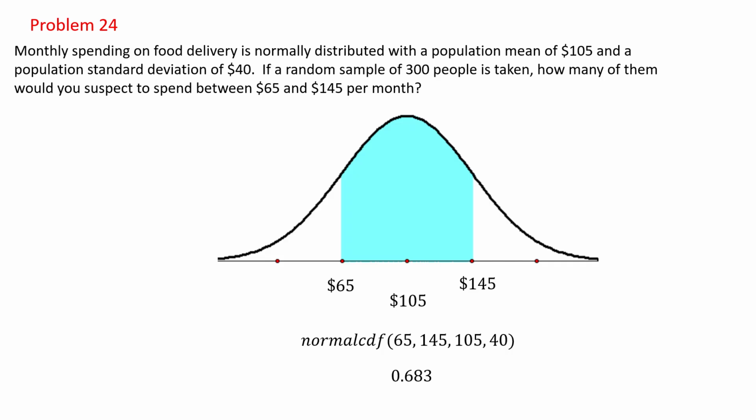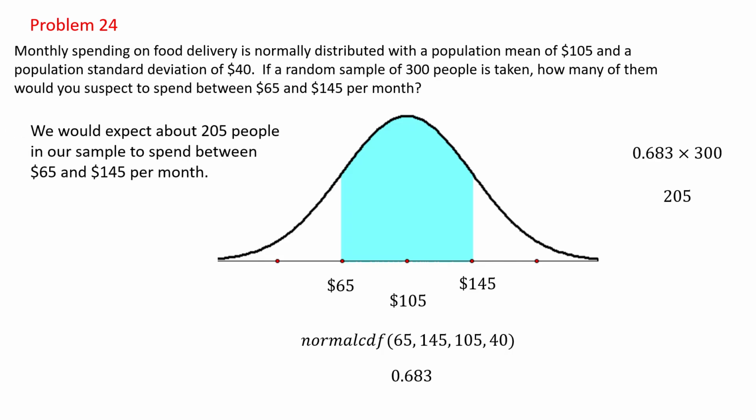Here's the logic. If 68% of the population spends that much, it's reasonable to guess, although we can't be sure, that 68% of our sample would also spend that much. So if you multiply that percentage by the size of the sample, you get a decimal, but it's about 205. And therefore, the conclusion is that we would expect about 205 people to spend that much on food delivery.